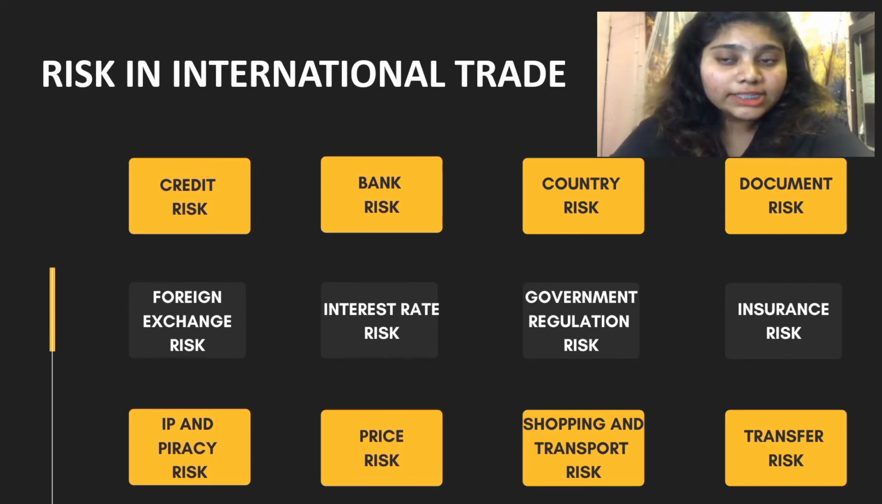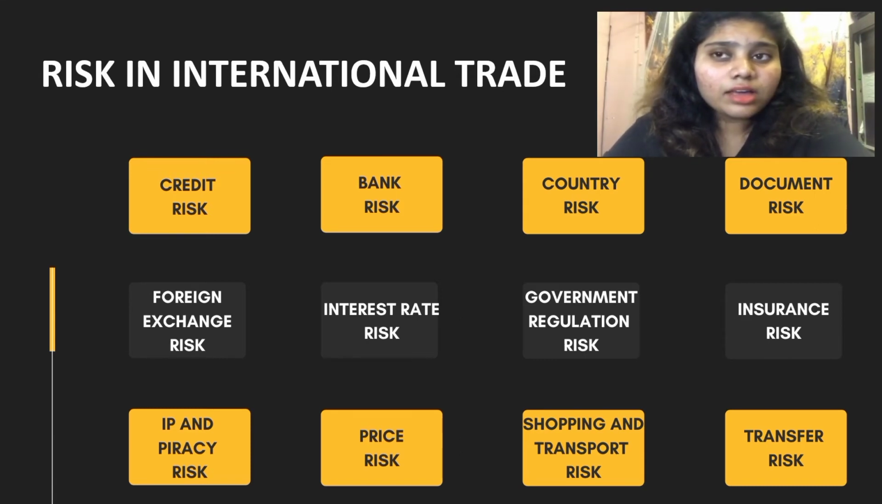The fourth risk involved in international trade is document risk, where there may be a lack of documents necessary for international trade, such as invoices, bills of lading, or insurance. It can also be a lack of a sales contract, which does not cover certain points required by the law or codes in force.